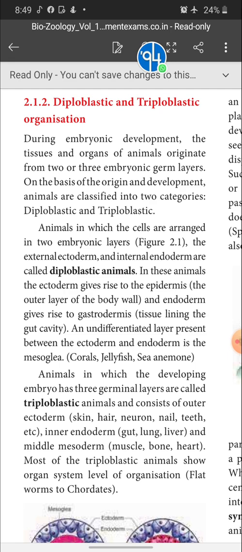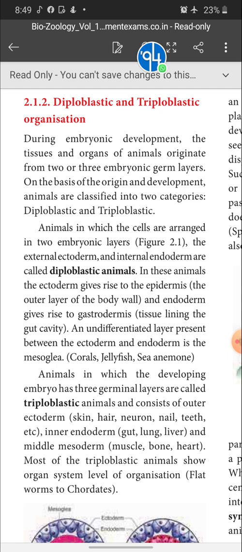Animals in which the developing embryo has three germinal layers are called triploplastic animals. They consist of the outer ectoderm, from which skin, hair, neurons, nails, teeth, etc. are developed; the inner endoderm, from which gut, lung, liver are developed; and the middle mesoderm, from which muscle, bone, heart are developed. Since the animal consists of three germ layers in its body wall, they are called triploplastic animals.